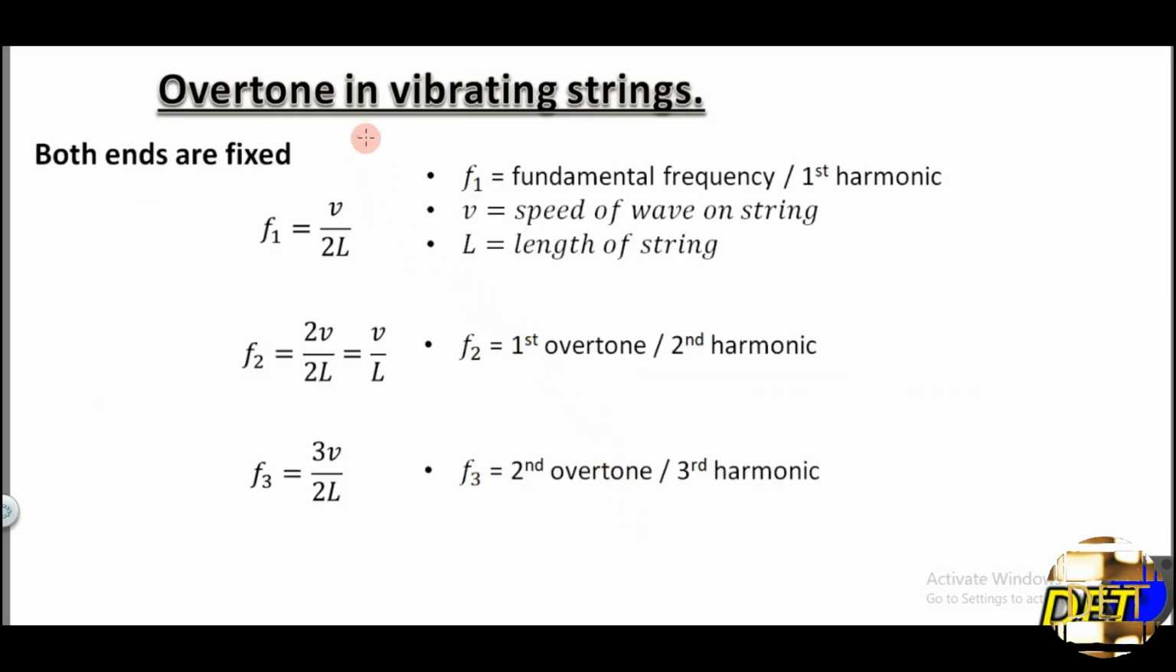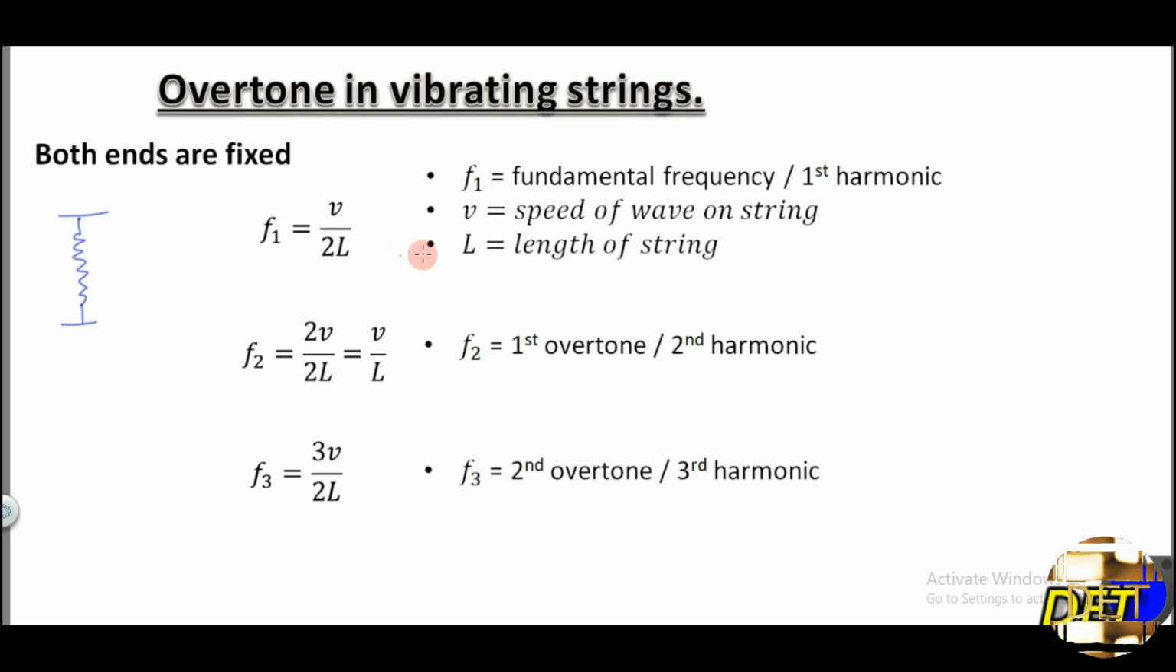So let's look at the overtone in vibrating strings. In a vibrating string, let's say this is a string, when both ends are fixed, the fundamental frequency F1 is equal to V, which is the velocity, over 2L, where L represents the length of the string.